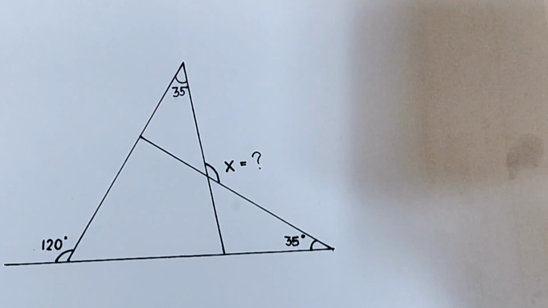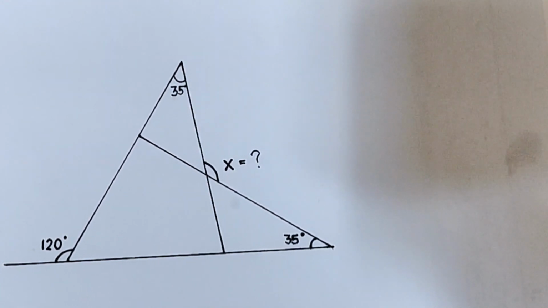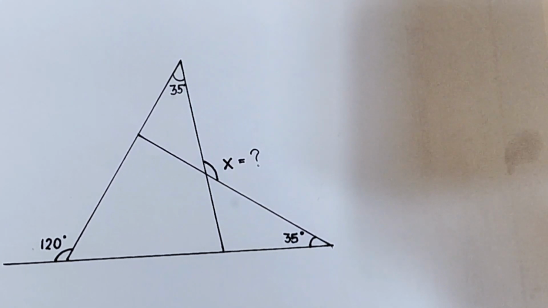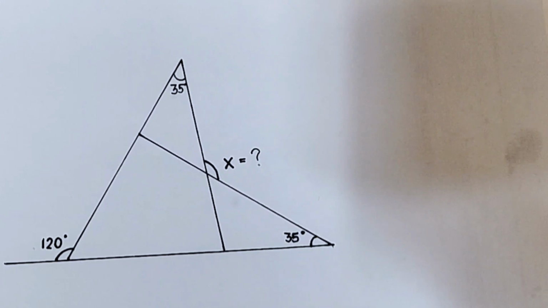So what are the angle relations that we can use in this problem in order to find the value of x? We have these supplementary angles. Supplementary angles is an angle relation in which the sum of the two angles is equal to 180 degrees. Let's say, for example, one angle measures 100 degrees, so the other angle should be equal to 80 degrees because the sum is equal to 180 degrees, and that is supplementary angles.